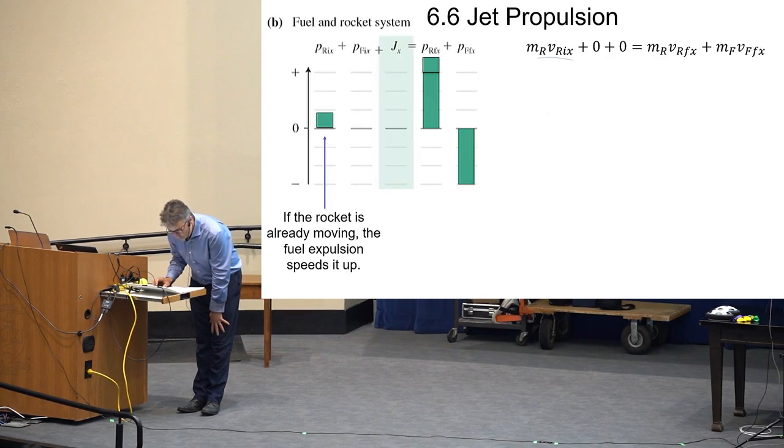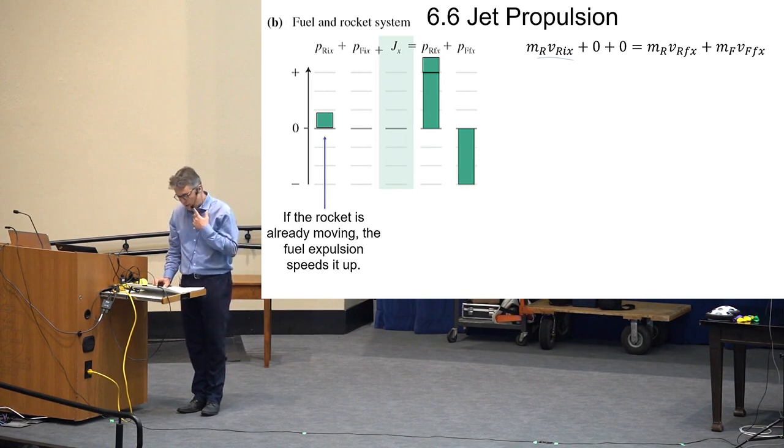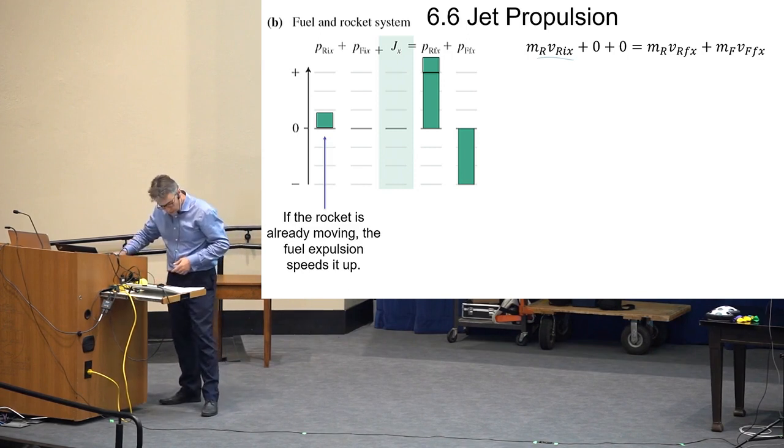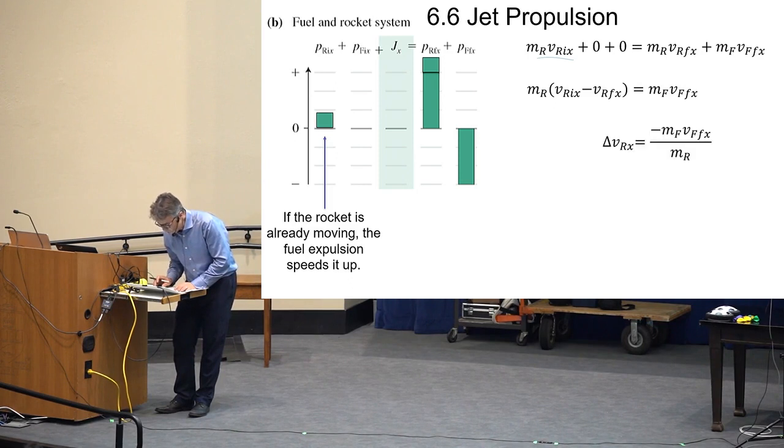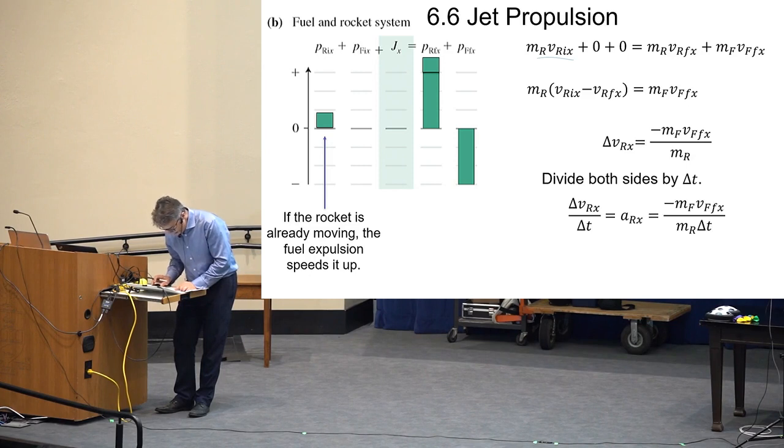So if the rocket's already moving, more fuel expulsion will speed it up even more. The way it looks for this is that you've got some initial velocity of the rocket, and then you've got the final velocity of the rocket plus the final velocity of the fuel. You can solve this out to get the change in velocity of the rocket and divide both sides by delta t to get the acceleration of the rocket.